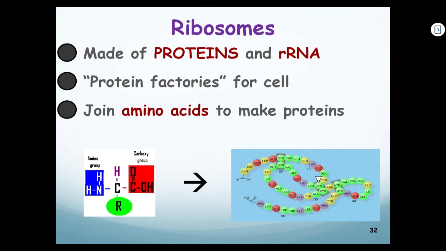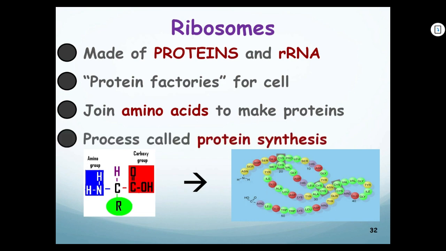But eventually, when you get enough polypeptides together, and they're folded in a certain way and put together in a certain way, those are the proteins, right? And so here again, ribosomes are factories that make proteins. The process of making proteins is called protein synthesis. We'll learn about that in a little more detail when we talk about transcription and translation.